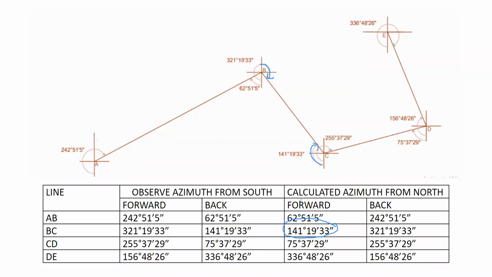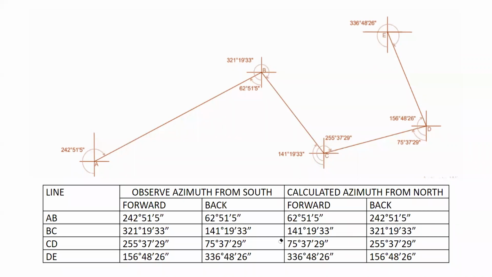Gusto natin kunin yung backward azimuth. Yung backward azimuth nito from the north line is etong angle na to. So we just add 180 degree and makukuha natin is yung 321 degree, 19 minutes, 33 seconds. Okay?